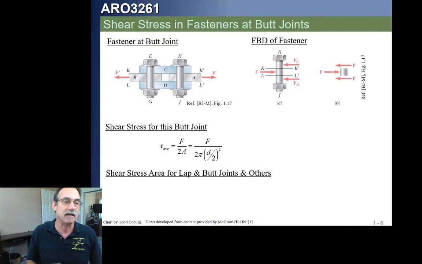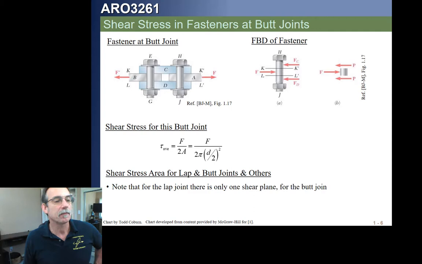A free body diagram here kind of shows this, where the first plate is being pulled with this force F, and it's being reacted by the upper and lower plate, FC and FD. FC and FD each are obviously half of F. Therefore, the shear force in this little free body diagram of the fastener, that force P, is just F over 2. So F over 2 over the area of the fastener, which is pi D over 2 squared, is how we do that.